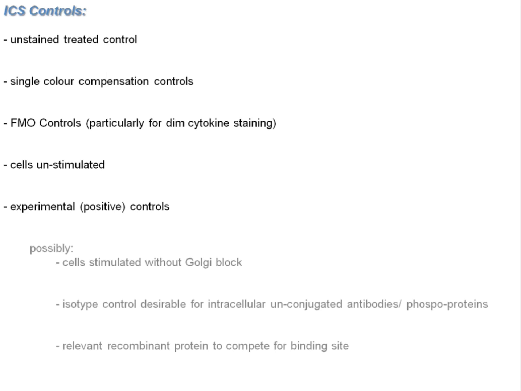And then maybe some other things you might want to consider is where you don't stimulate with your Golgi block, so you don't have the protein blocker. In that case, again, you should have basal, if not no levels of cytokine being detected. You may also want to use isotype controls just to control for non-specific binding. Also, you may want to use non-conjugated or unconjugated protein, which will compete for binding sites, as a control too. And I'm sure you can add more controls to there.